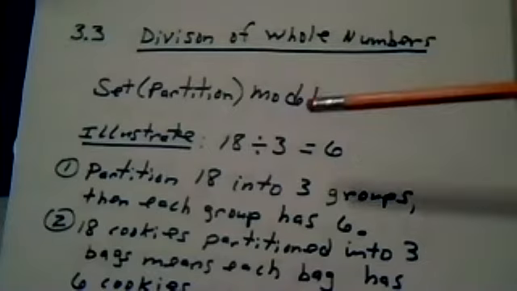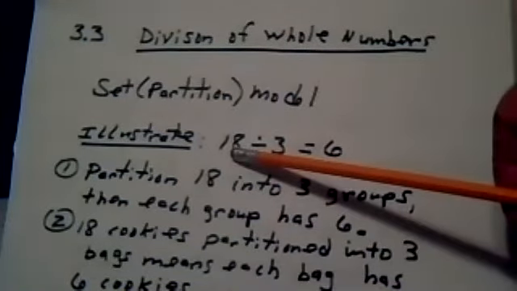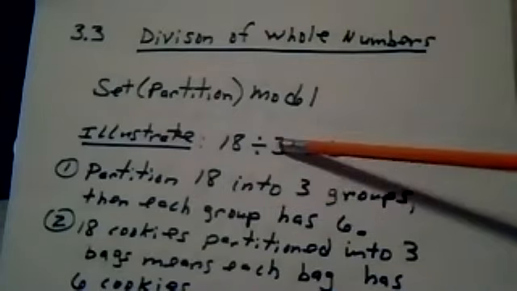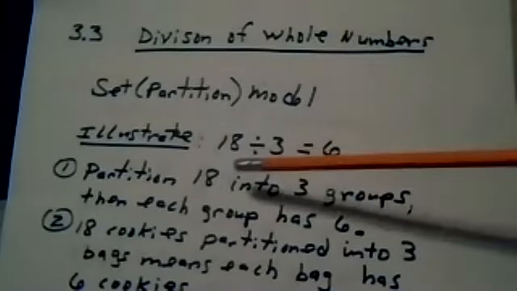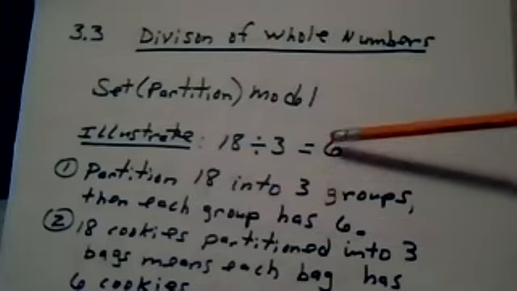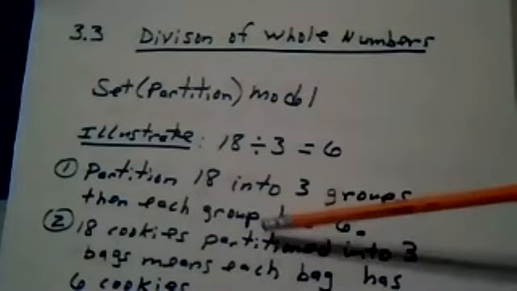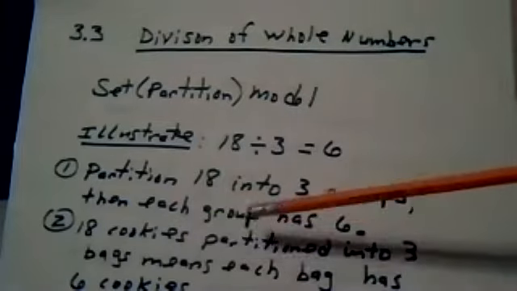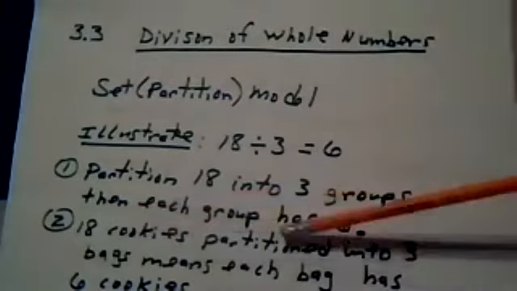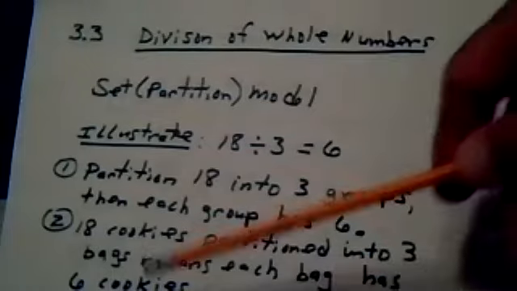Well, you could say it different ways. Here are two ways. Partition 18 into 3 groups. So break up the 18 into 3 groups. Then each group has 6. Or 18 cookies partitioned, I mean, it's broken up into groups. 18 cookies partitioned into 3 bags means each bag has 6 cookies.